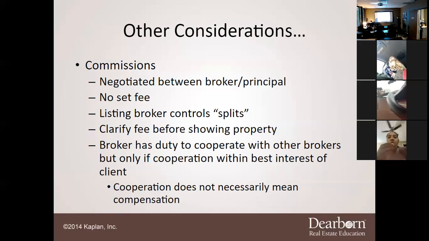Clarify the fee before showing the property. The broker has a duty to cooperate with other brokers, but only if the cooperation is within the best interest of their client. Cooperation does not necessarily mean compensation. So if I'm cooperating with you, it doesn't necessarily mean that I'm cooperating with you just by paying you.